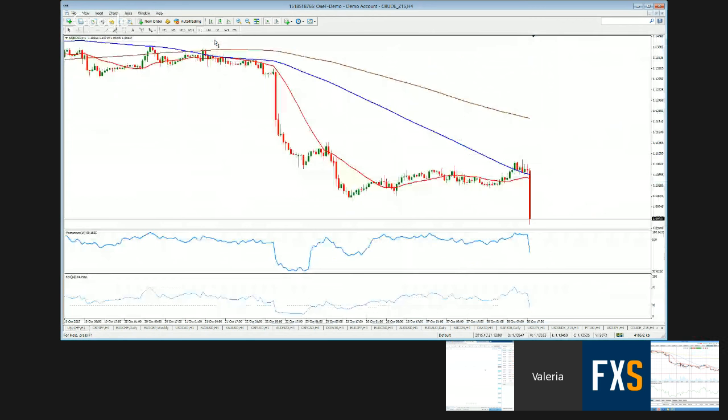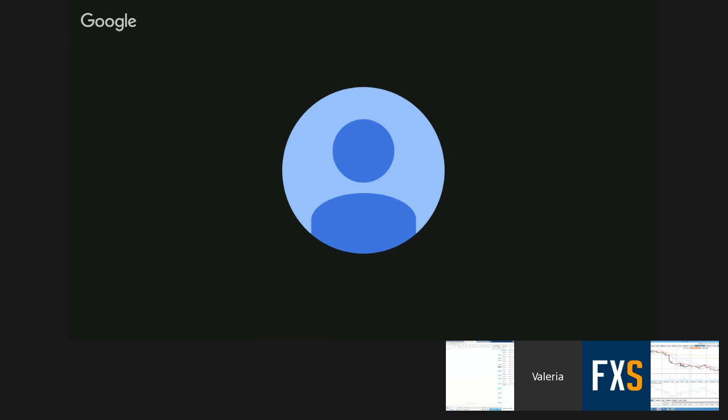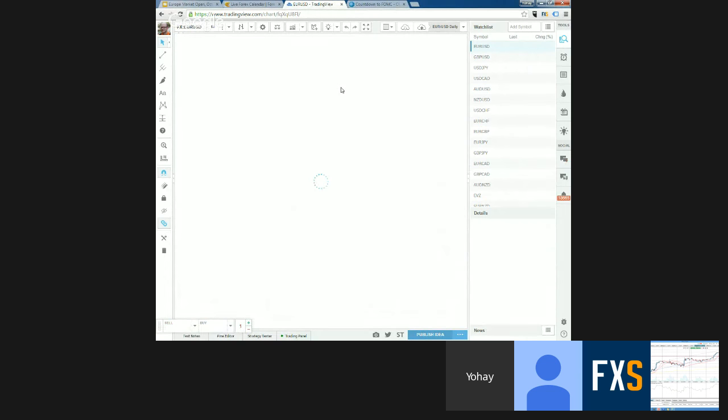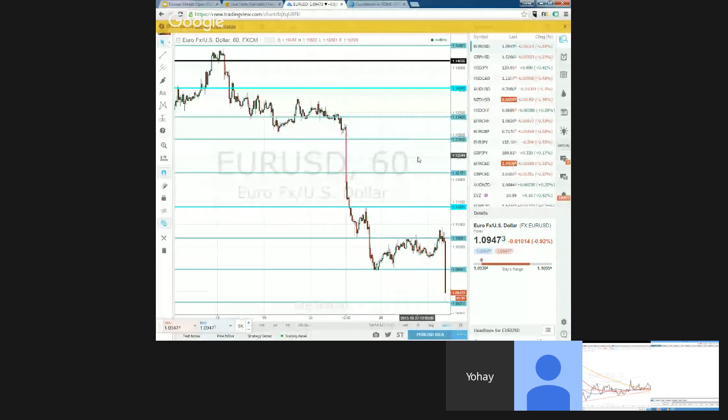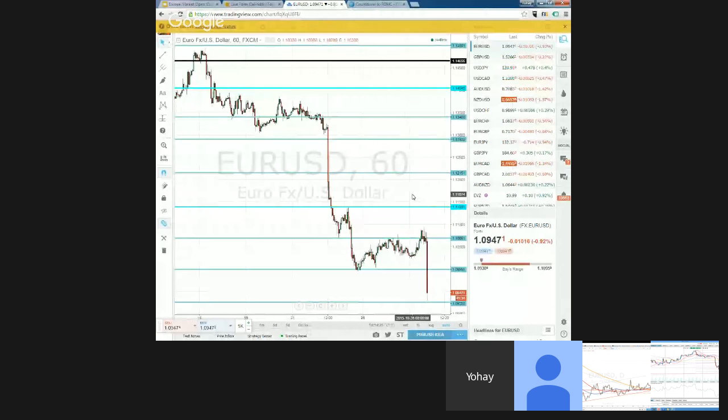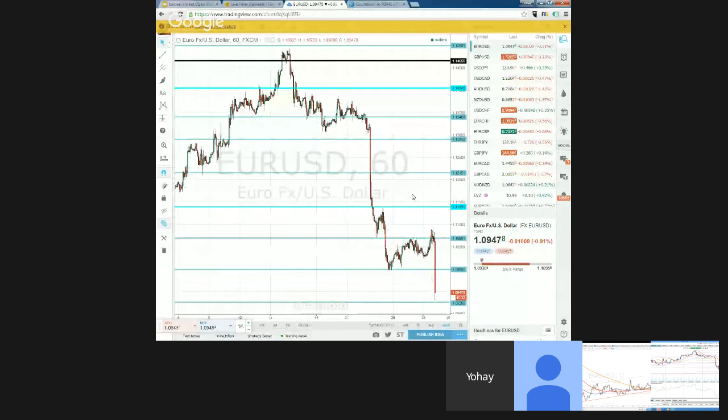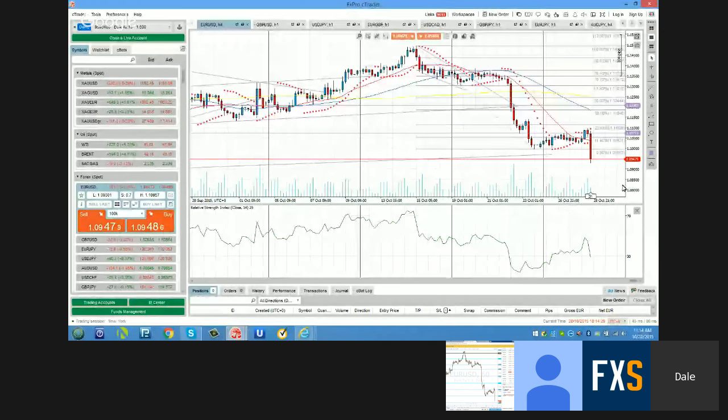108.10 is the really strong support down there, but it's still very far away. So maybe Valeria, Dale, you have other levels to mention? In what? Euro dollar. Was the question how deep? Our community member Clever had a 108.40 number that he put out there a few days ago as being a buy zone, which lines up with the level that you were talking about, Yohay, the 108.10 range or so.